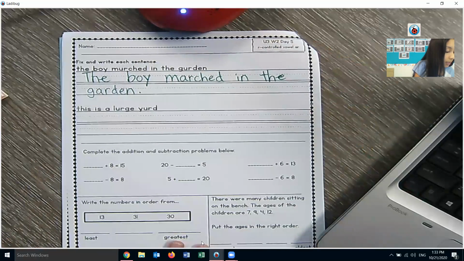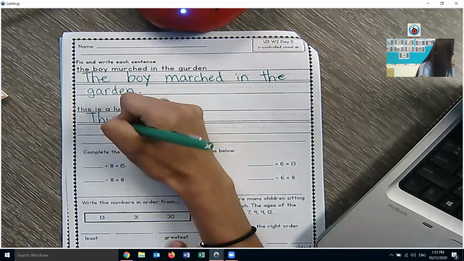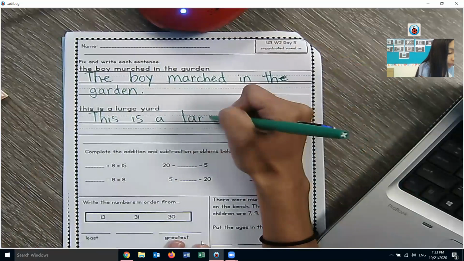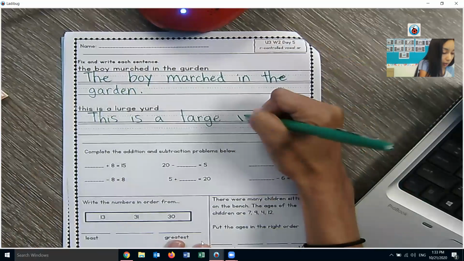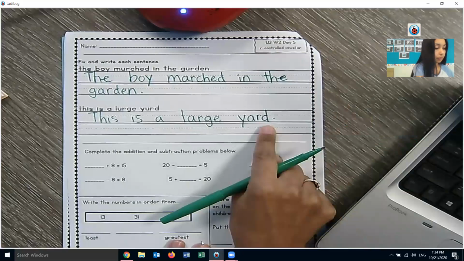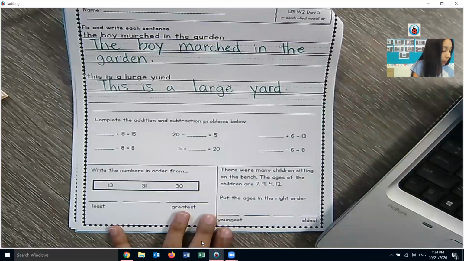Next one, this is a large yard, capital T. This is a large with an a, and yard with an a, add punctuation. Complete the addition and subtraction problems below.